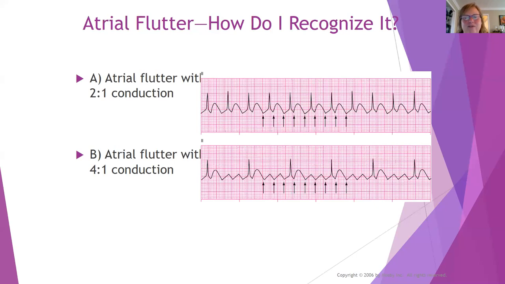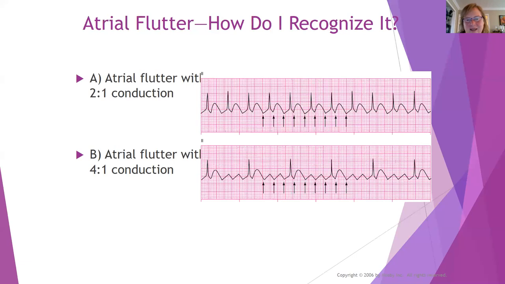You've got a downward deflected P wave. After the QRS, what you might think would be coming back up to a T wave is actually another P wave that's downward deflected. The next one is downward deflected before the QRS. The next P wave is downward deflected above it. It's very hard to read that. But let's look down at number B. B is a 4-to-1 conduction rate.